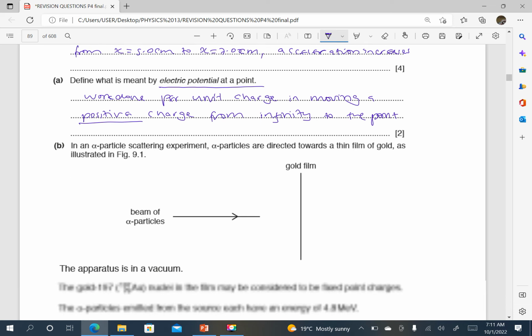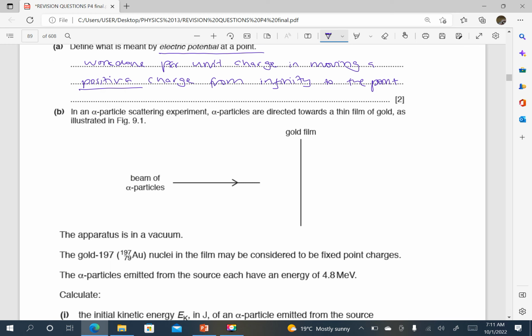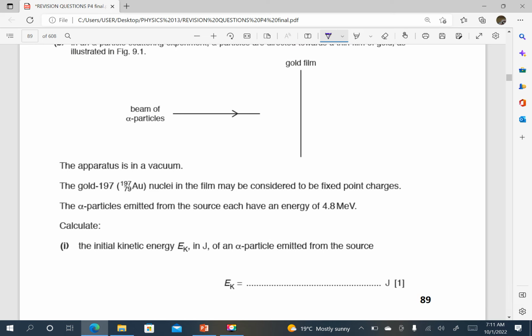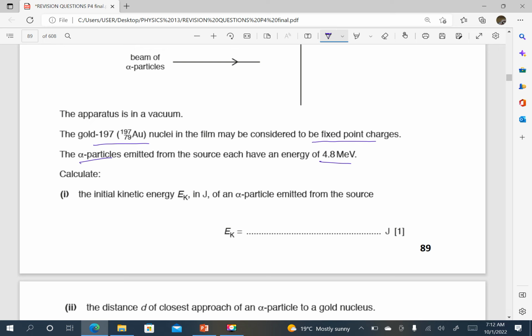In an alpha particle scattering experiment, which you must have studied in AS, alpha particles are directed towards a thin gold foil, a thin film of gold as shown here. The apparatus is in a vacuum. The gold-197 nuclei in the film may be considered to be fixed point charges. The alpha particles emitted from the source each have energy 4.8 mega electron volts. Calculate the initial kinetic energy in joules of the alpha particle.